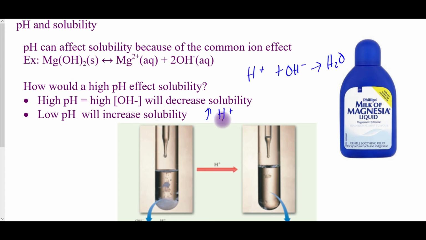A low pH means increased hydrogen ion. In an acidic solution, the hydroxide is going to react with the hydrogen ion to create water. This, in effect, removes or decreases the hydroxide ion concentration, and the reaction will shift to the right. The solubility will be increased.